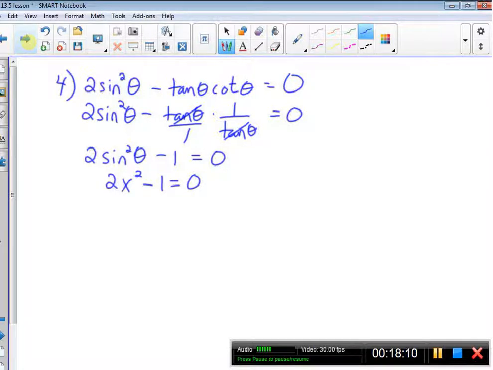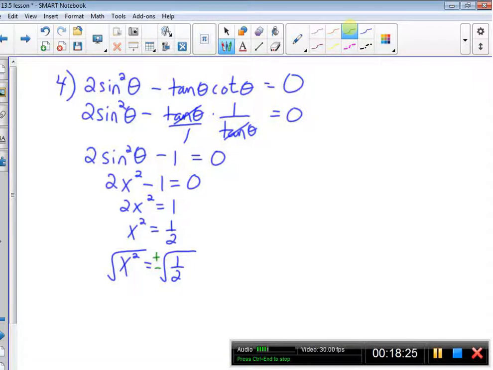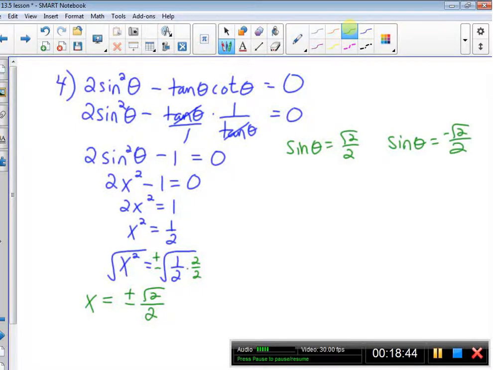I'd like to do these because kids forget the plus and minus. You get 2x squared equals 1, and then you get x squared equals 1/2, and then you get the square root of both sides, but you cannot forget that you have to do plus and minus. And when you do that plus or minus, you should then also multiply by 2 over 2, so you really get x is plus or minus radical 2 over 2. So we're looking to solve basically sine theta is equal to radical 2 over 2, and sine theta is equal to negative radical 2 over 2.